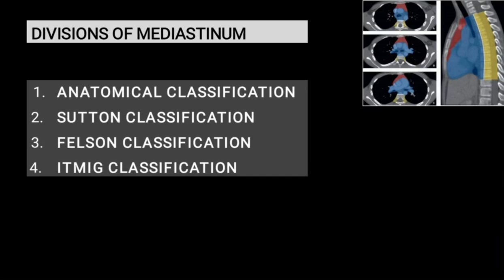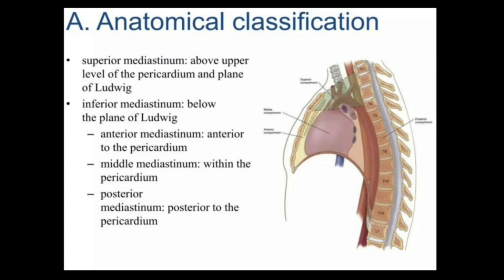Divisions of the mediastinum. There are four main classifications of the mediastinal divisions: anatomical classification, Sutton, Felson, and ITMIG classification. Anatomical classification: the mediastinum is divided into superior and inferior mediastinum by the plane of Ludwig. The plane of Ludwig is an imaginary plane drawn from the manubriosternal junction to the T4 vertebral body.